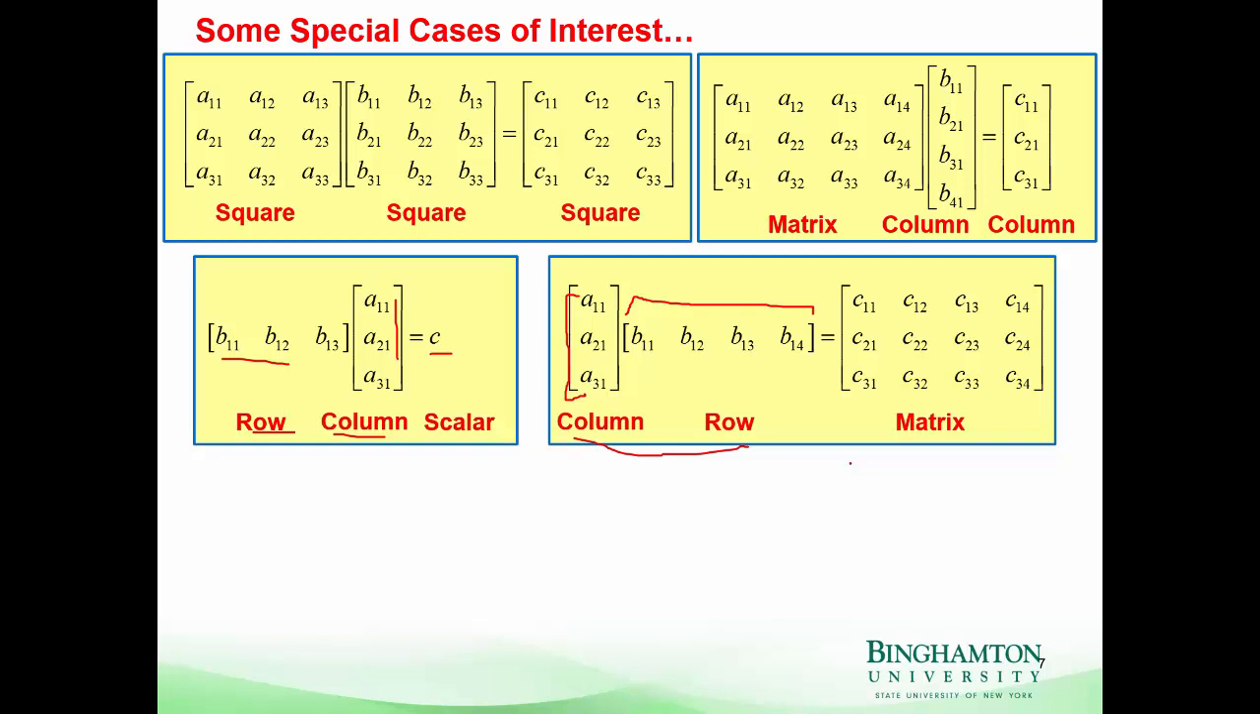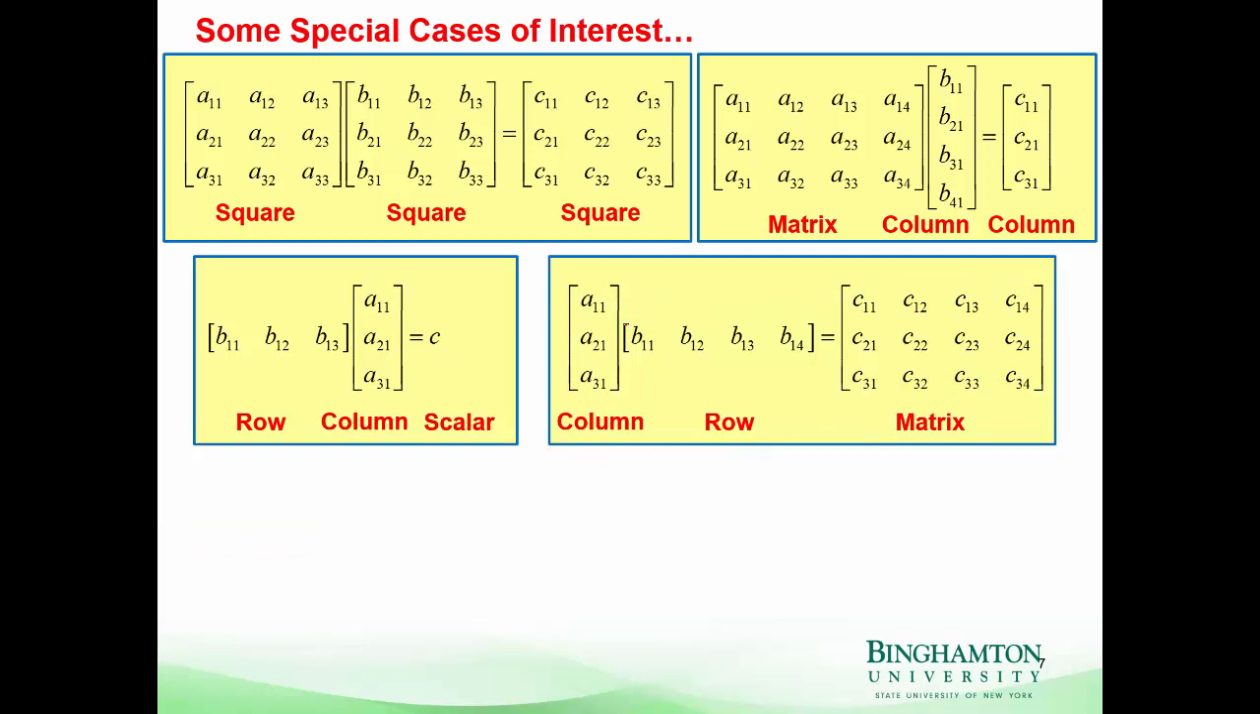And what I get is a matrix, and it's kind of interesting what the result is. So if we think about drawing our lines, C11 is just going to be A11 times B11, and C12 will be A11 times B12. So every one of these numbers is just a product of two elements, one from the column and one from the row, and that's it. So that's interesting, and something that crops up an awful lot.